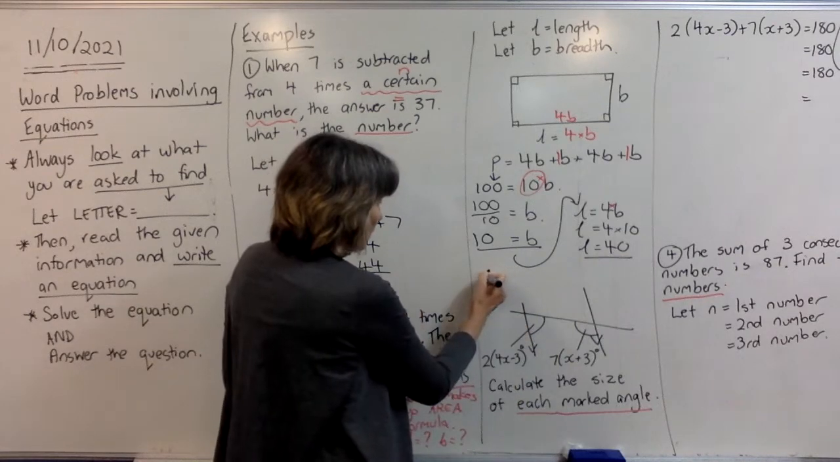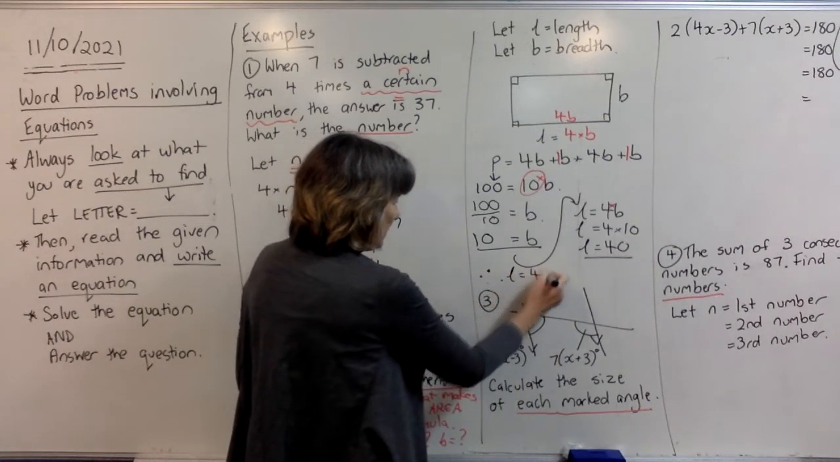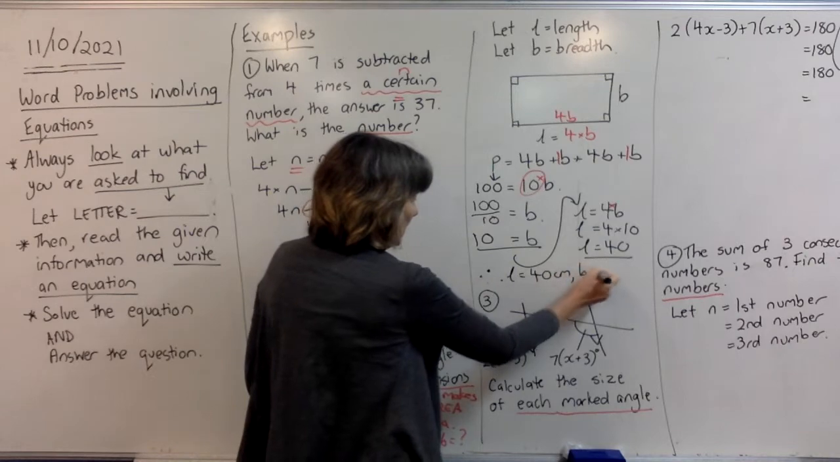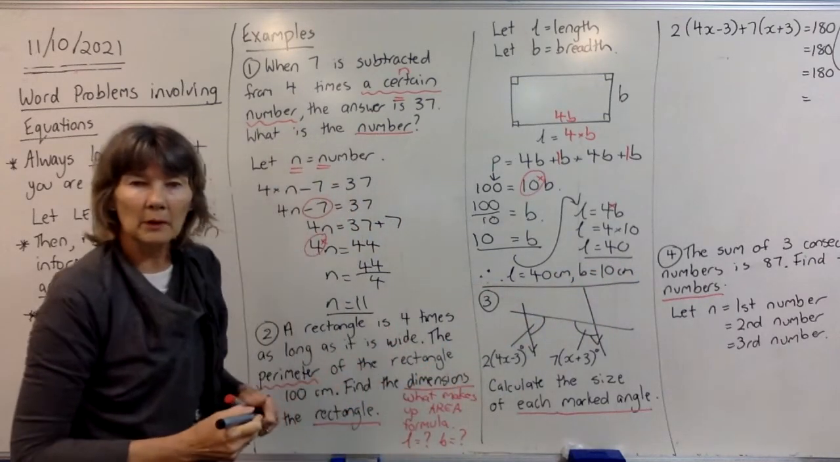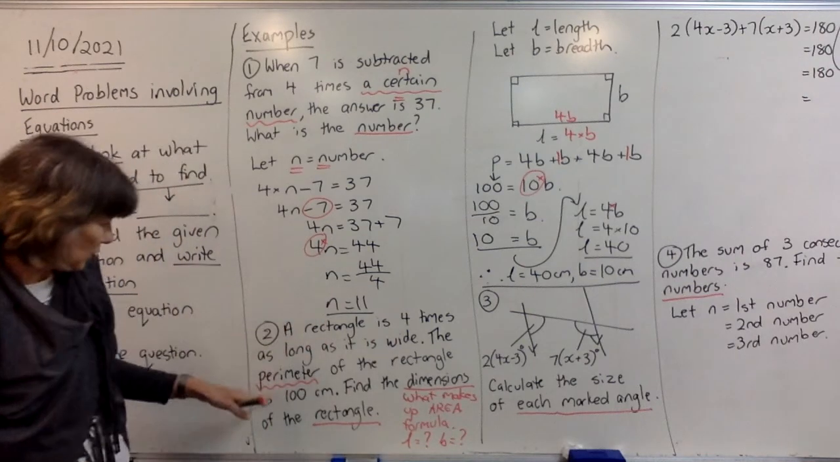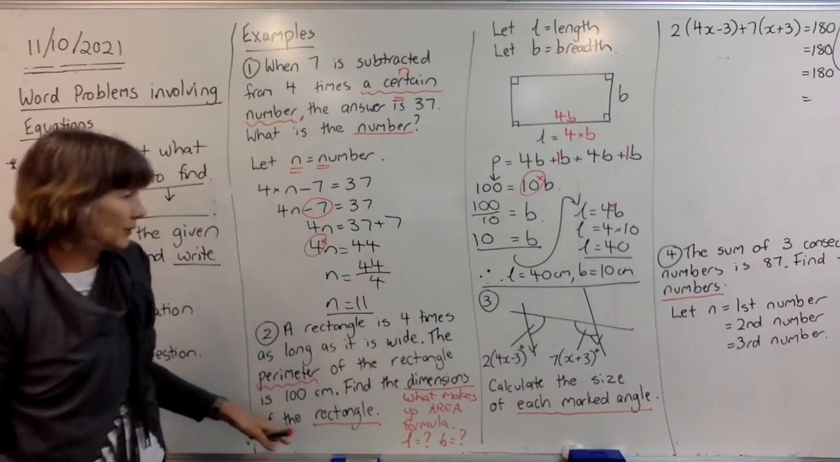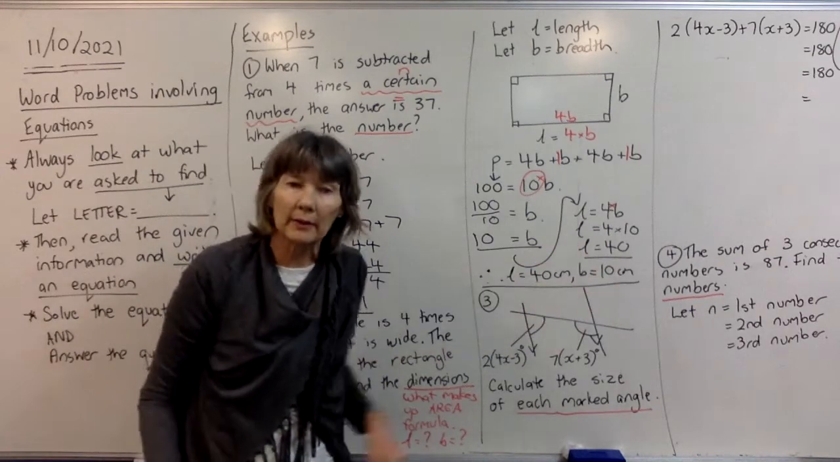You can write a conclusion at the end there: the length is 40 centimetres and the breadth is 10 centimetres. And you're finished. Okay, so always look back at the question. Did we answer it? Find the dimensions of the rectangle. Yes, we found the length and the breadth.